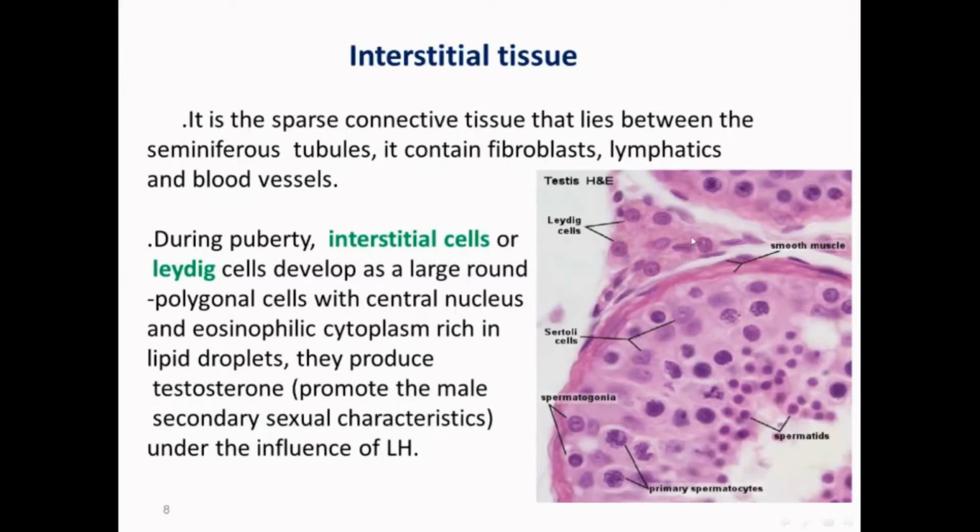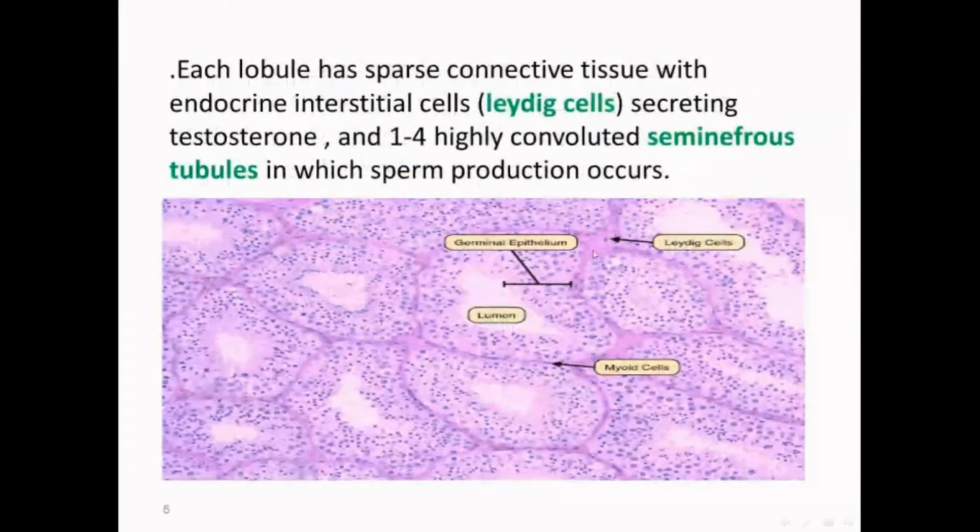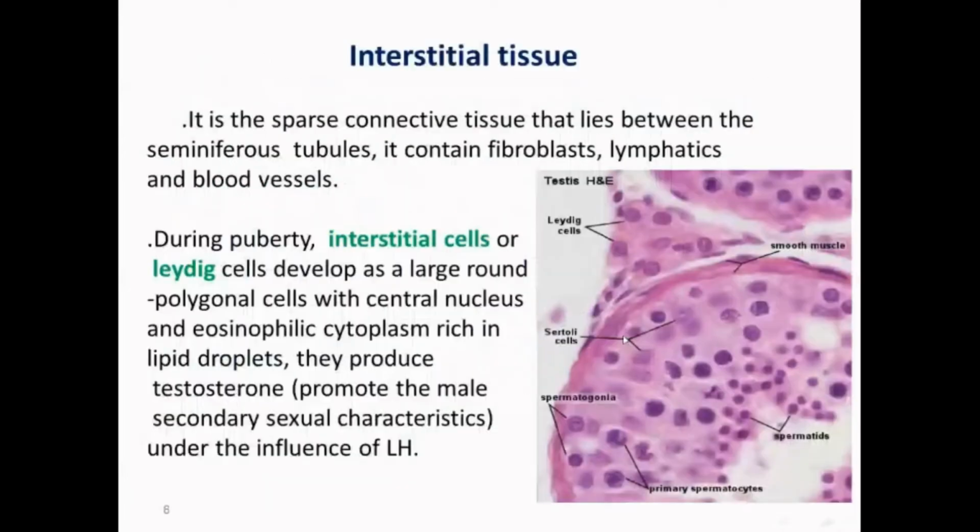We saw in the previous picture the interstitial tissue. This is at lower magnification. We see the seminiferous tubules and between them this interstitial tissue. This picture is at higher magnification; we see part of a seminiferous tubule. This is the connective tissue lining, and this is another adjacent seminiferous tubule, a part of it. This is the interstitial tissue, which is sparse and located between the adjacent seminiferous tubules.